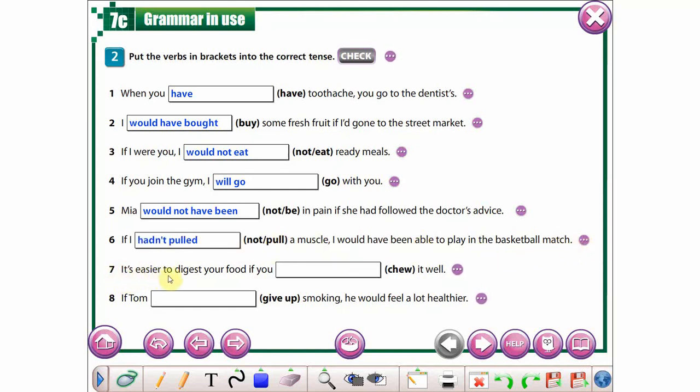Number 7, it's easier to digest your food if. I think this is a scientific fact. So we use present simple in type 0. If you chew, it will. The last one, if Tom gave up smoking, he would feel a lot healthier. He would feel. Which type? Excellent. Type 2. So we use past simple. If Tom, the past simple of the verb give is gave. Excellent. If Tom gave up smoking, he would feel a lot healthier.